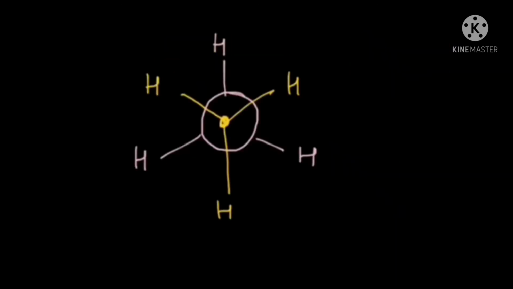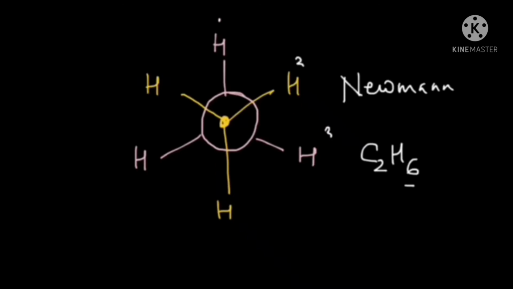Take a look at this diagram. What you see here is the Newmann projection of ethane, that is C2H6. If you look carefully, you can actually count the 6 hydrogen atoms present. 1, 2, 3, 4, 5 and 6. But you do not see the 2 carbon atoms.